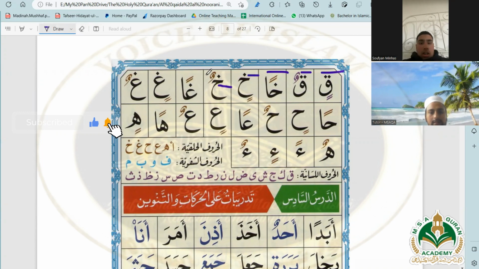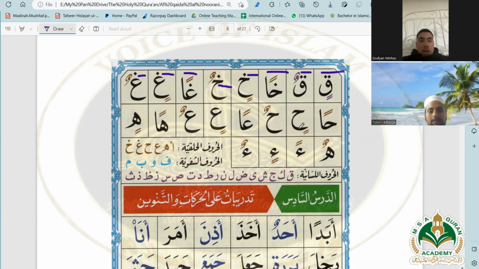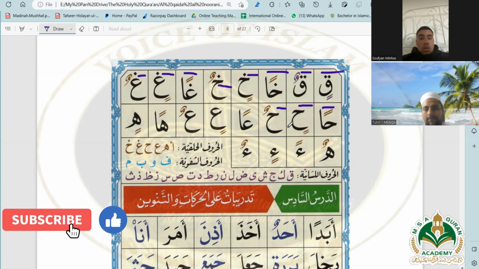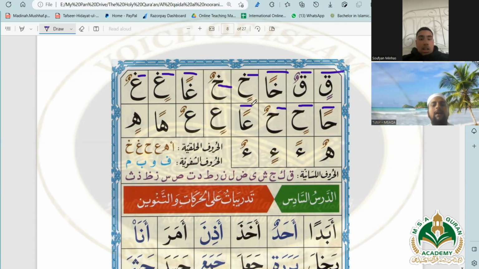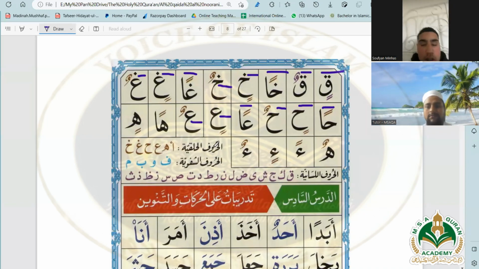Ghain fathatain, ghan. Very good, mashallah, tabarakallah. Ha fathatain, han. Middle of throat from here. Ha kasratain, hin. Ha dhammatain, hun. Ain fathatain, an. Ain kasratain, in. Ain dhammatain, un.